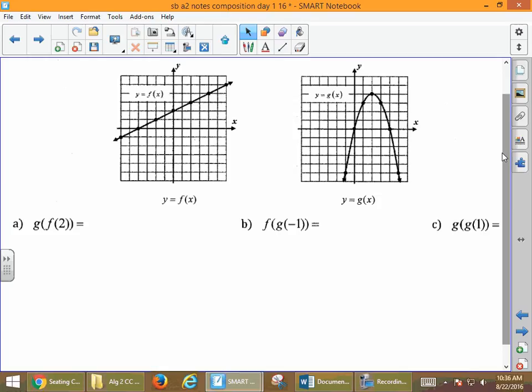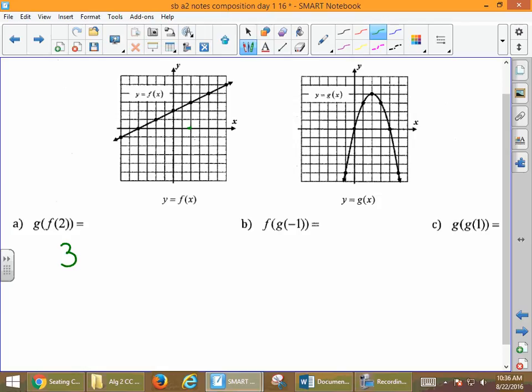And again, we still start farthest to the right, or inside out. So in our first situation, we want to figure out, well, what does f of 2 equal? And we look up here and we see f of 2, which is 1, 2, 3. That gives us 3. Well, we just figured out that f of 2 is 3.